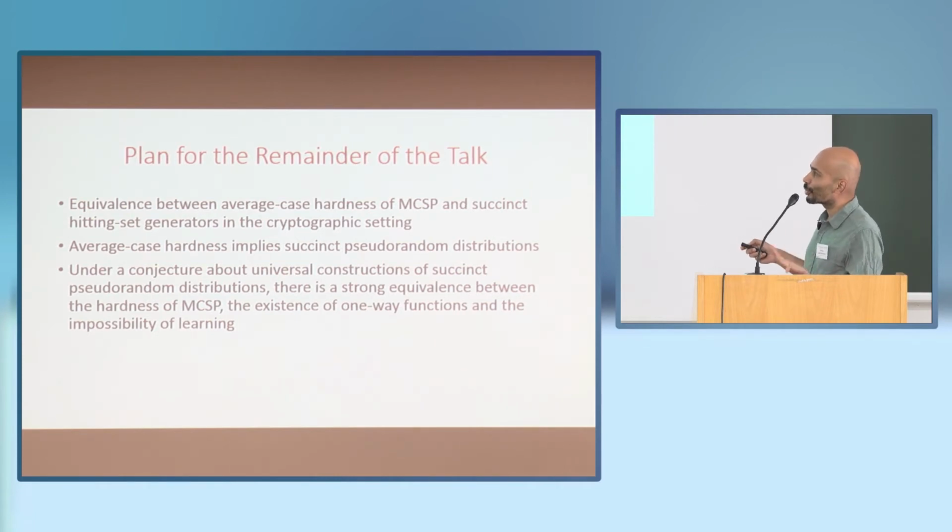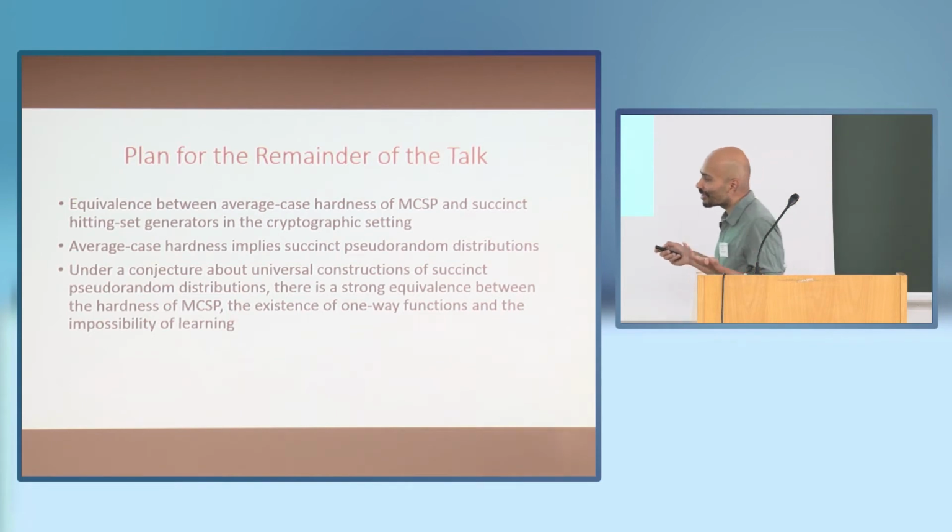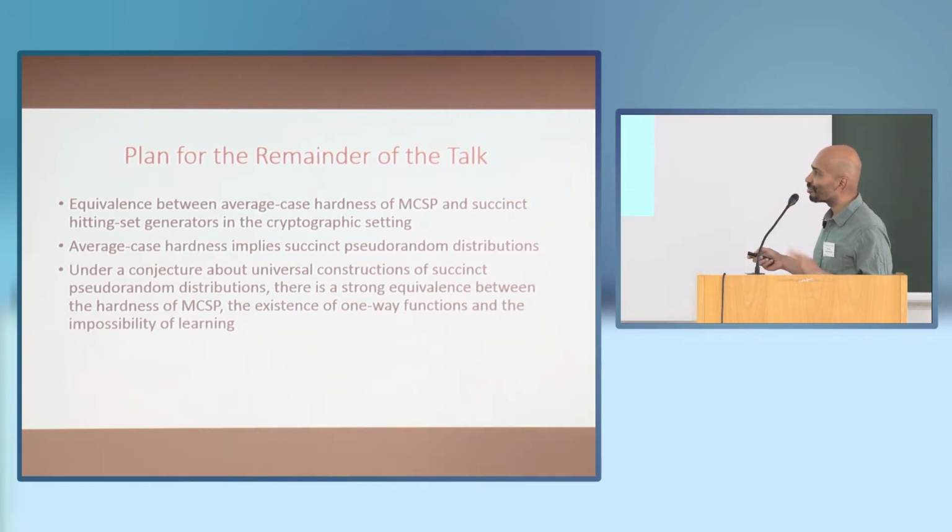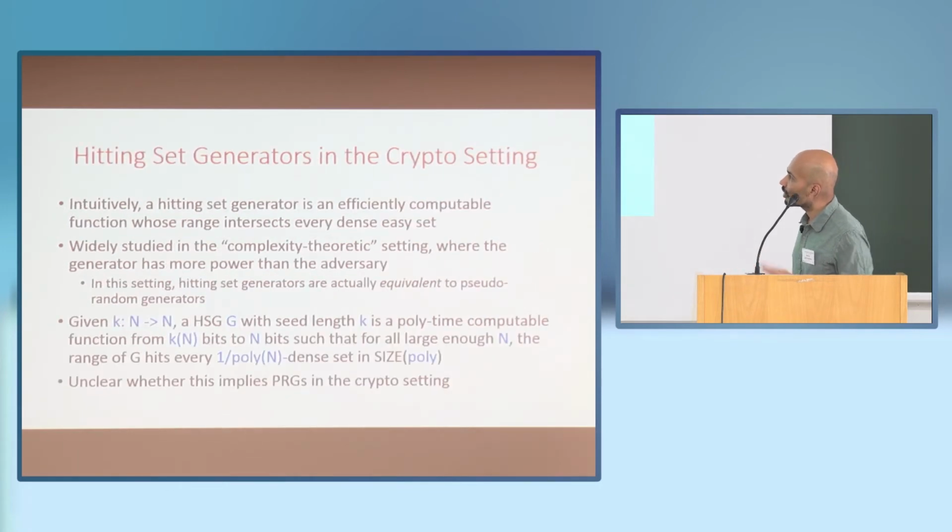So the conjecture, I don't have a clear path to proving it. It's just something that I pose, and I welcome any feedback on it. Okay, so first the equivalence between average case hardness and hitting sets.